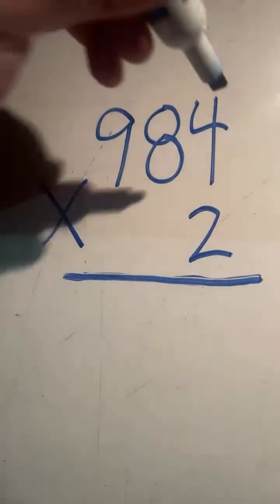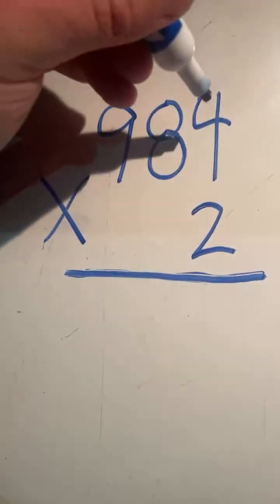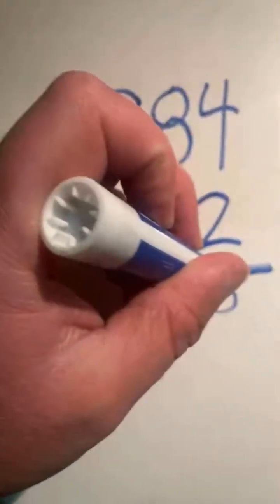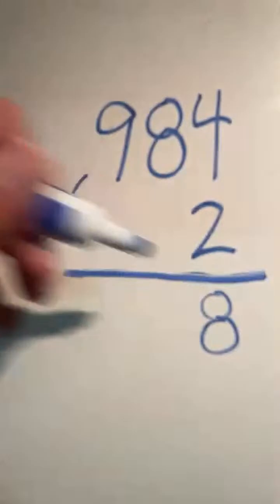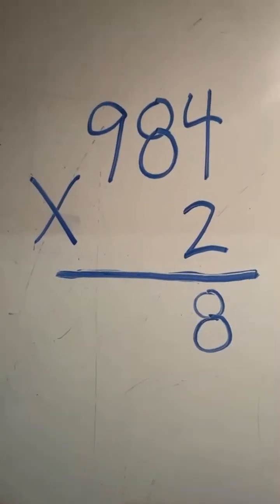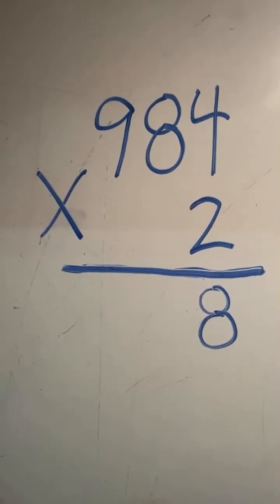Alright, so step 1, we are going to multiply the 2 digits in the ones place. We are going to multiply 4 times 2. 4 times 2 equals 8. Now we do not need to regroup because our product is less than 10. We only regroup when our product is 10 or more.